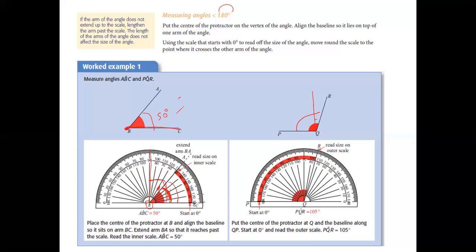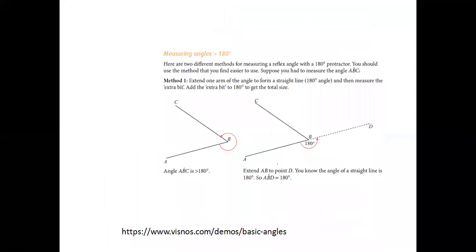105 degrees. So put the center of the protractor at Q and the baseline along QP. Start at 0 and read the outer scale for PQR. The outer scale is like an exterior angle, for measuring angles more than 180.